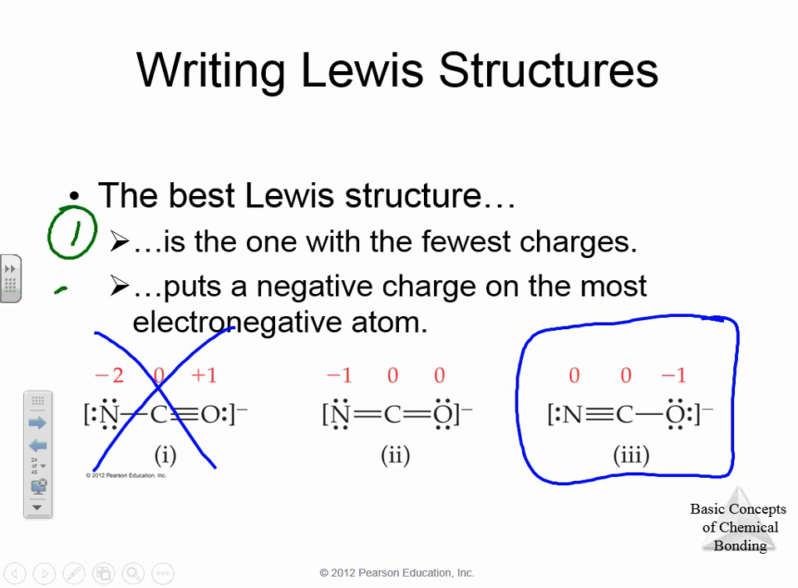And 2, we put the negative charge on the most electronegative atom. So down below here, we have 3 examples of CNO. 1, 2, and 3. If we wanted to practice assigning formal charges, nitrogen should have 5 electrons. However, it has 7 assigned to it, so it has a formal charge of -2.